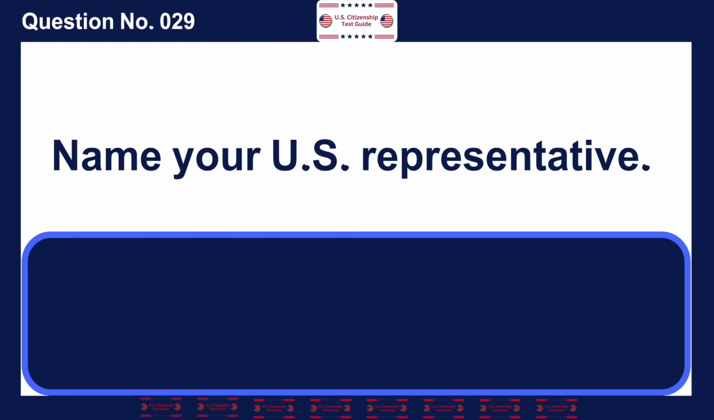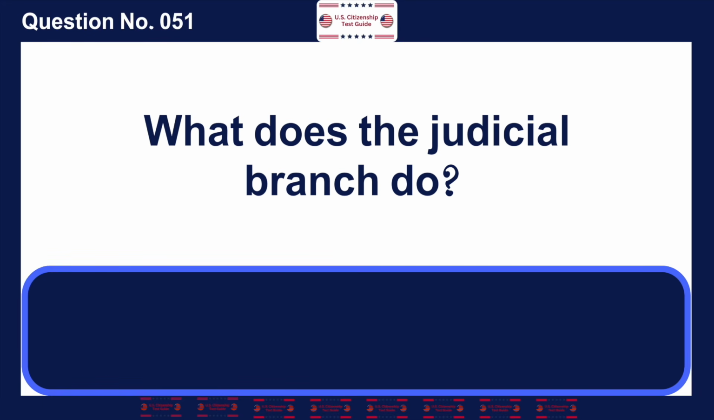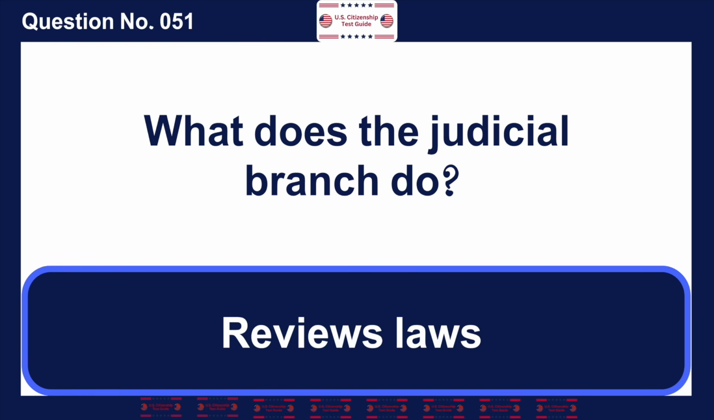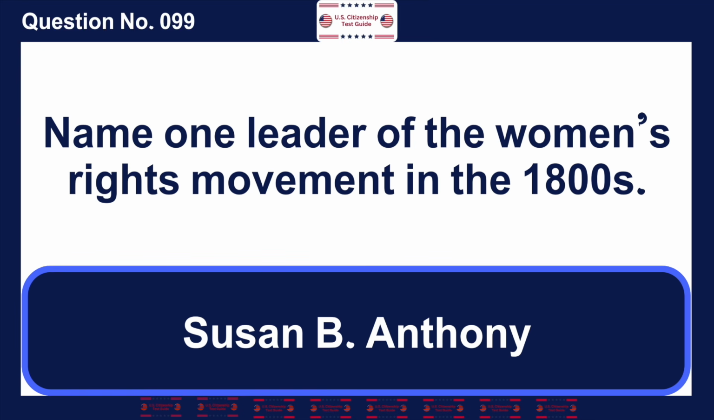Name your U.S. representative. This answer will vary. What does the judicial branch do? Reviews laws. Name one leader of the women's rights movement in the 1800s. Susan B. Anthony.